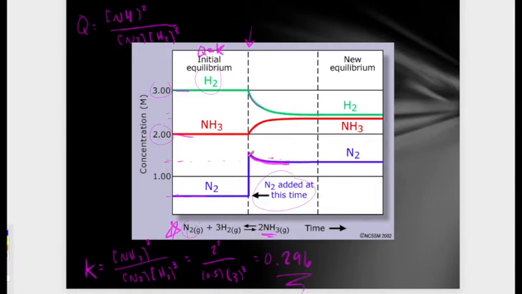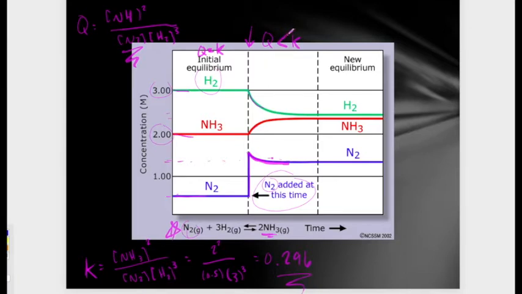But then what happens at this time when I inject excess reactant? When I add excess reactant all of a sudden, then for that brief moment, what's going to happen to Q? Q is now a smaller number, isn't it? Because I've just increased the denominator. So Q gets shifted and becomes less than K.